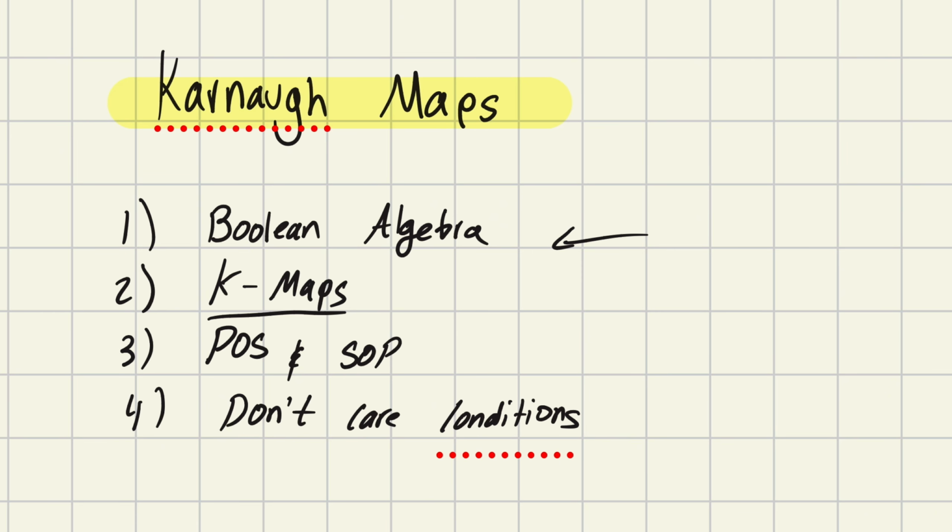We're going to cover product of sums versus sum of products in a K-map, how that affects the grouping if it's ones or if the grouping is zeros, and how we use don't care conditions to dramatically simplify a logic function. So let's start with an example that we're going to solve using Boolean algebra.